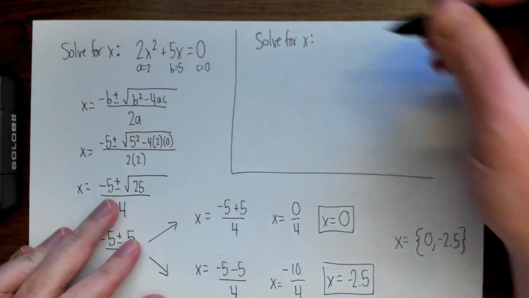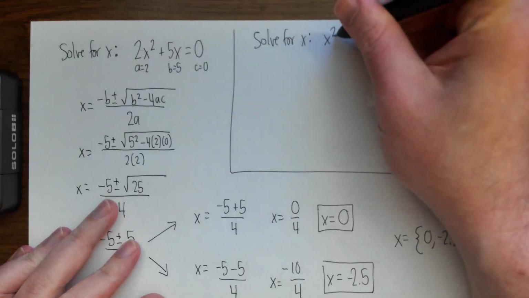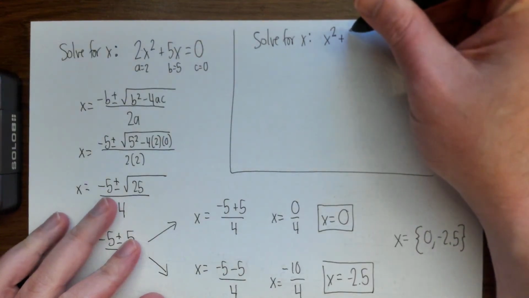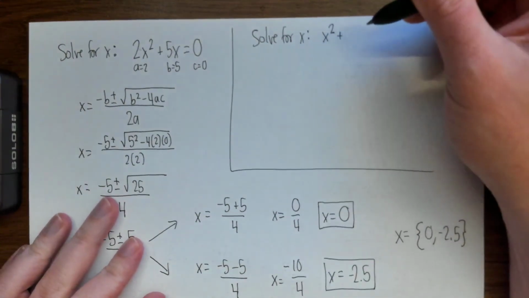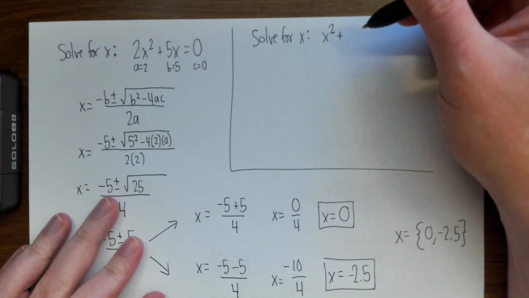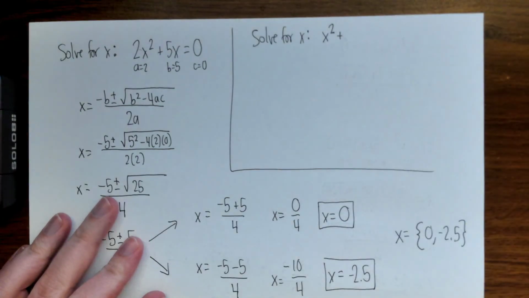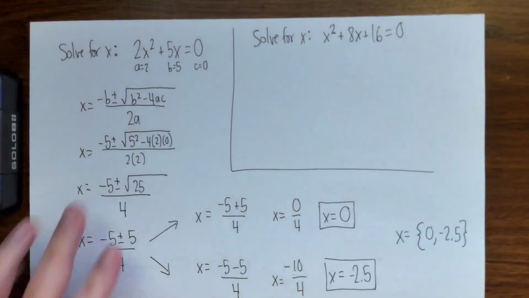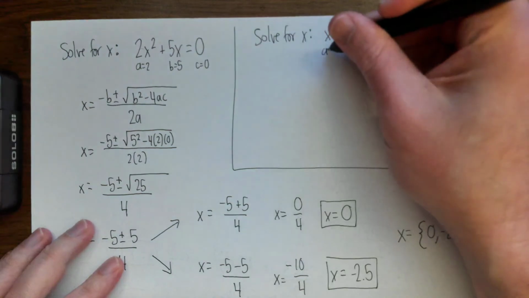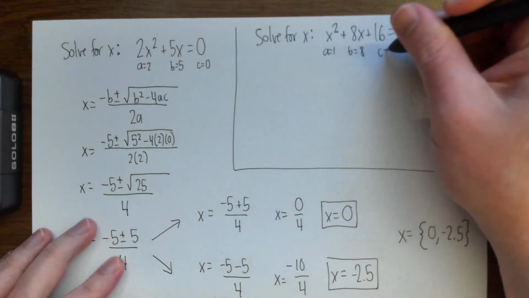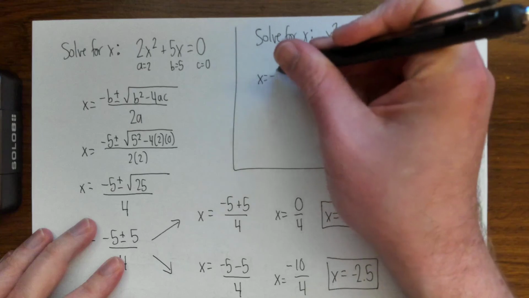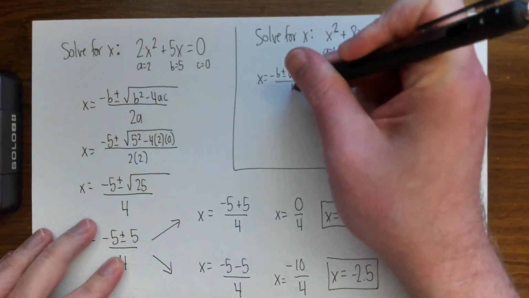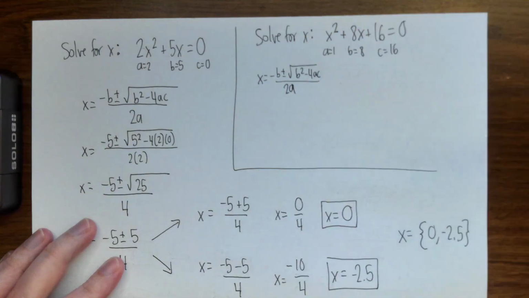Solve for x. X squared plus 4x. Oops. Nope, that's not going to work. X squared plus 8x plus 16 equals 0. There we go. So in this one, a is 1, b is 8, c is 16, x is equal to negative b plus or minus the square root of b squared minus 4ac all over 2a.